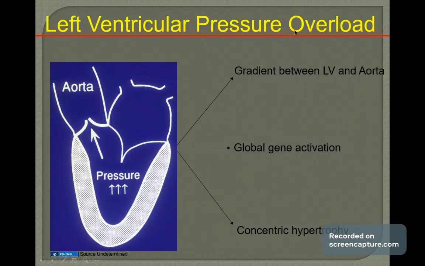So here you see there, an aortic stenosis occurs. What happened here? After the systole, the end systolic pressure or end systolic volume will become increased because the aperture is small. So ejection fraction or stroke volume cannot be fulfilled properly. So there will be left ventricular pressure overload.